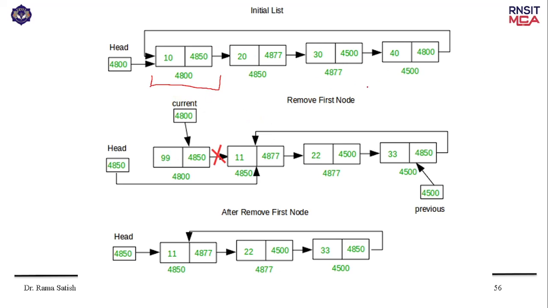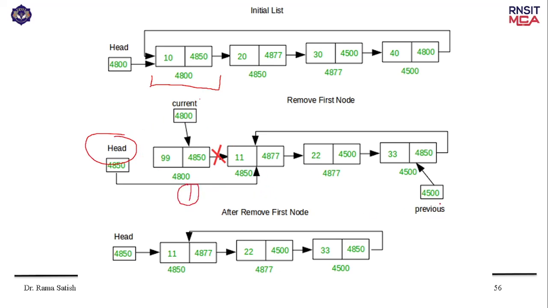Suppose you have a condition where 99 is connected to 11, 11 is connected to 22, 22 is connected to 33, and I want to remove 99. You have the header node, and you have the last node here. Now what you have to do is move the head node, that is the first node, to the next of the first node. That means the current node, that is the head node, has to be moved to the next. That is the first thing.